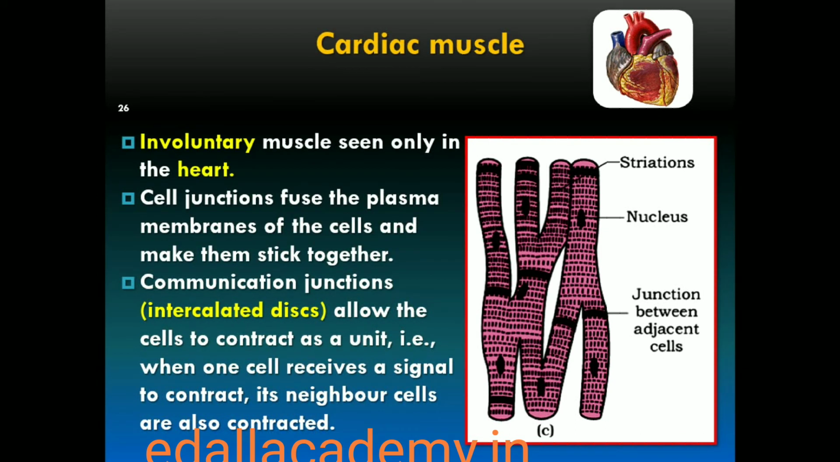Cell junctions fuse the plasma membranes of cardiac muscle cells and make them stick together. Communication junctions, intercalated discs, at some fusion points allow the cells to contract as a unit. That is, when one cell receives a signal to contract, its neighbors are also stimulated to contract.